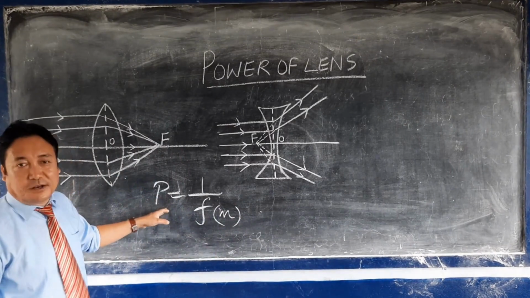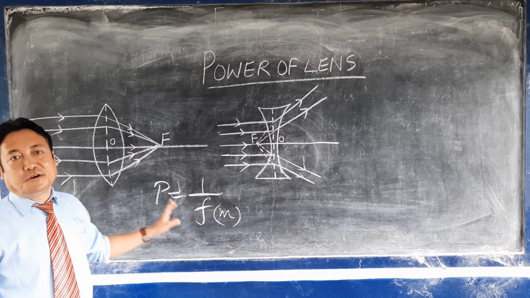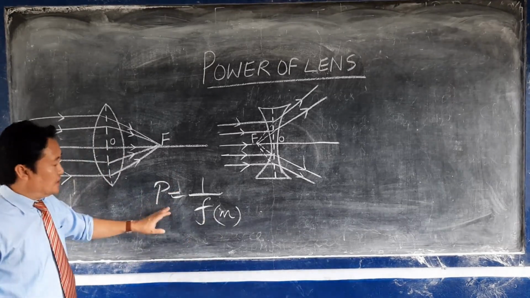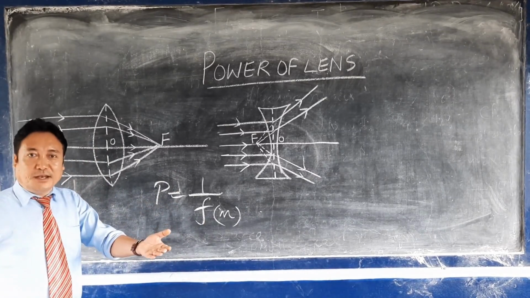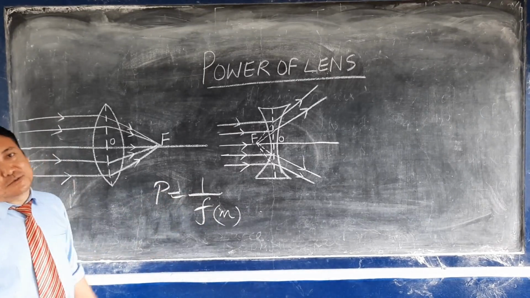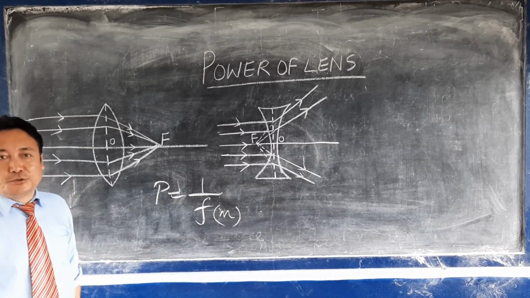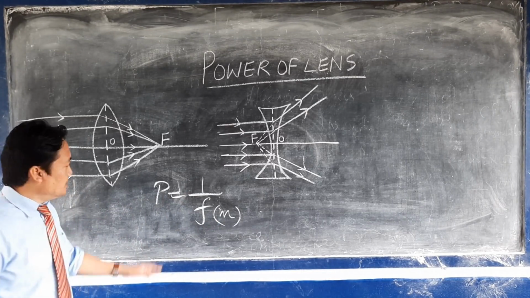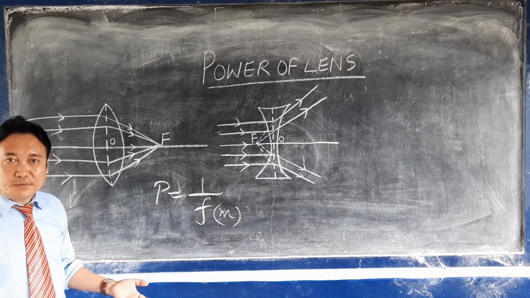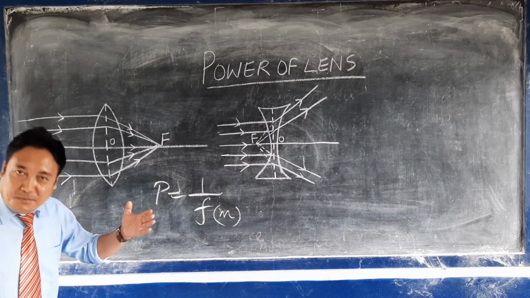So the power of a lens is the reciprocal of its focal length. Reciprocal means the power is inversely proportional to the focal length. That means if the focal length is more, the power will be less. If the focal length is less, the power will be more.